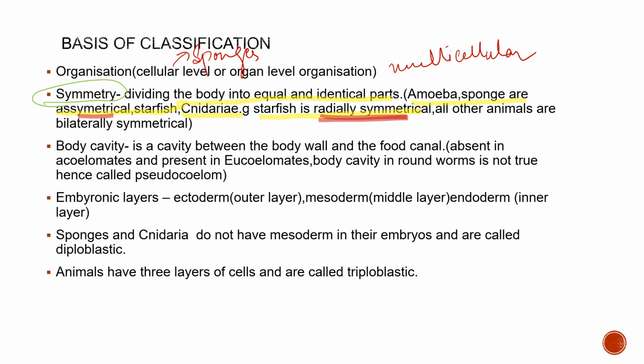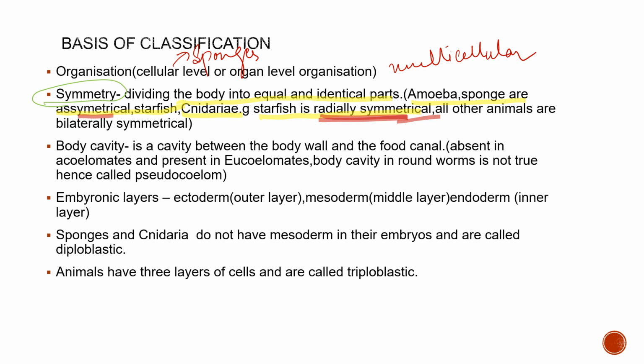Asymmetrical is whichever way you try to cut the body into halves, it will not be divided into the same equal parts. But when we move to radially symmetrical, when we draw any line and divide the body into similar halves, the line passes through the center.